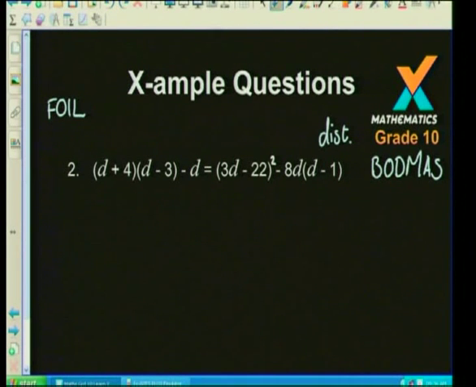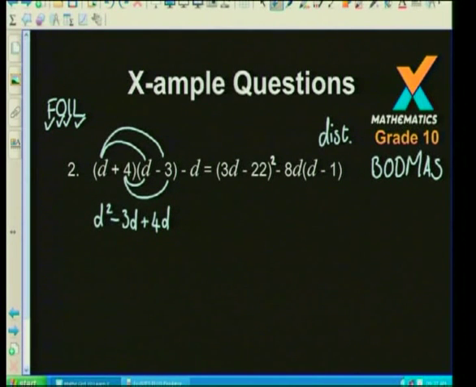Let's start with the binomial times binomial in the first one. We've got first times first, which is d times d, and that is d squared. Then the outside terms multiplied together, which is d times negative 3, which is negative 3d. Inside terms multiplied together is 4 times d, which is 4d. And your last terms are the last term in each bracket, so it's 4 times minus 3, which gives us minus 12.